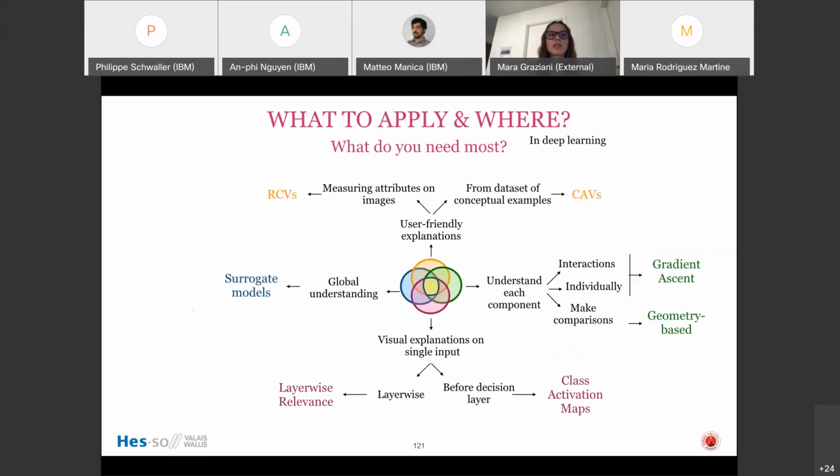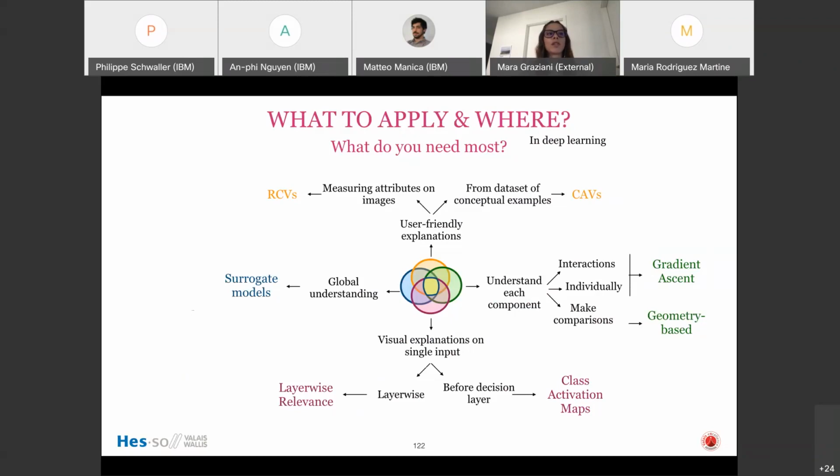I'd like to remind you that it is always important to start by understanding what we need the most in our analysis. We may need to understand each component and their interaction, or each of them individually. Well, maybe in that case, we could use gradient descent. If we want to make comparisons across networks instead, then we might look more into geometric approaches. If we want to obtain quickly visual explanations on simple inputs, then there are class activation maps and layer-wise relevance propagation that could be worth looking into. We have skipped the last one, but it's very well documented already.